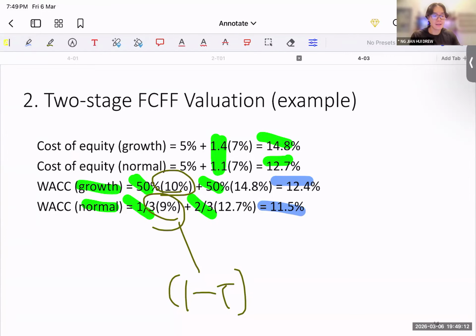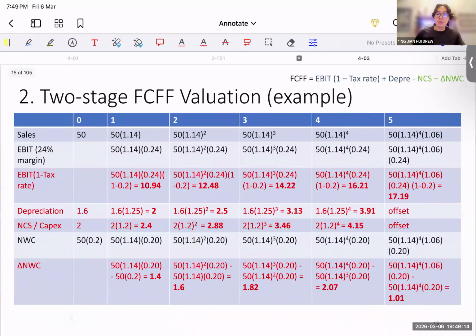Okay. You've done this. Now, let's see, there's a question. So we can just change the beta and capital structure.